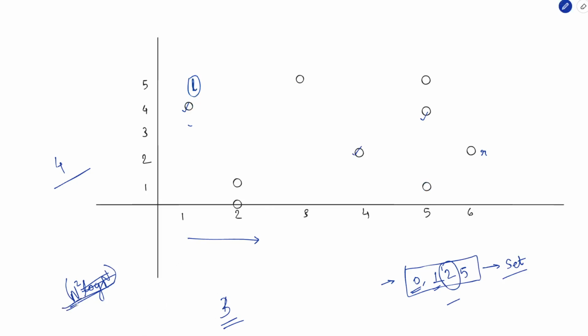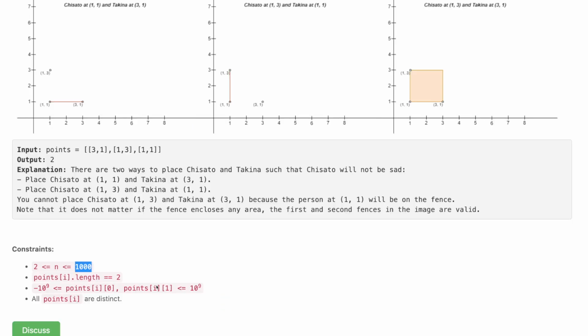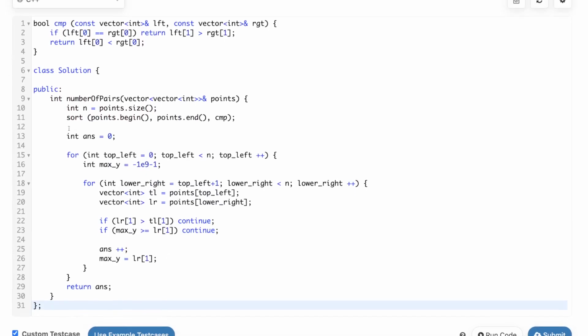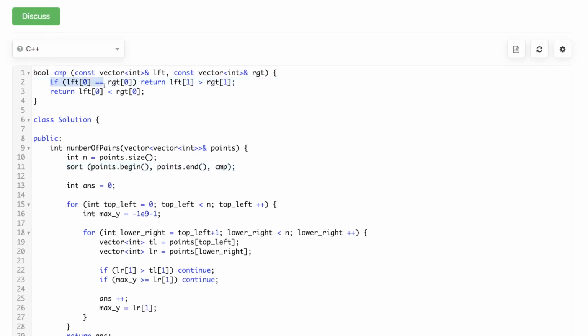If you watched up to this point, I would strongly encourage you to pause and try to code this entire thing by yourself. It's very straightforward, you can code it within 10 lines. So next we're looking at the code. The code is exactly what we had discussed. So we simply sort the points in a certain order. The order is, if the x value is equal, the one which has the greater y value will come first. If the x value is not equal, the one which has the smaller x value will come first, right?